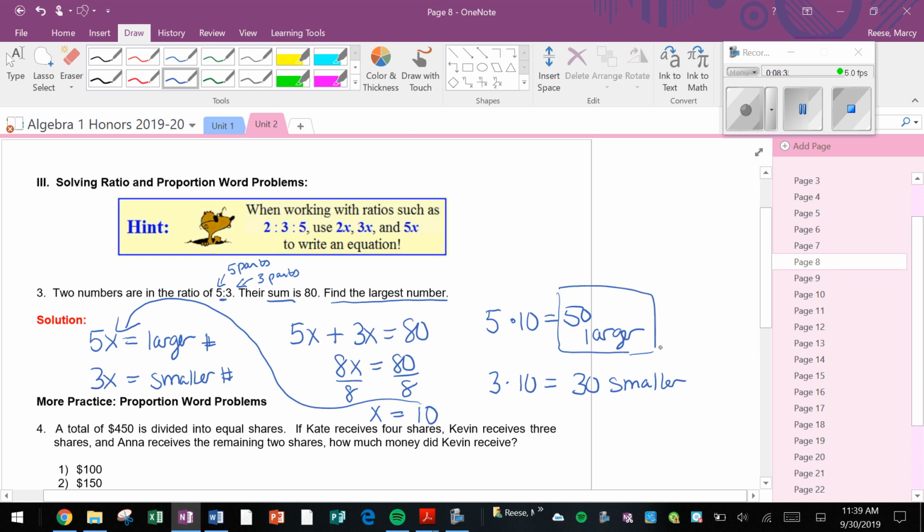It's always good to check, though. 50 plus 30, which is the smaller, I get 80. Works perfect.